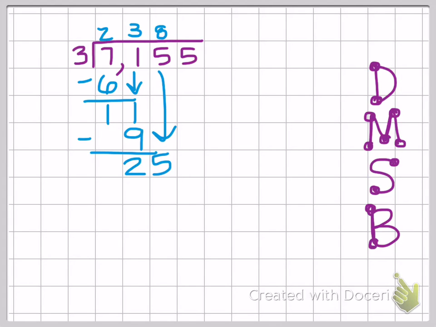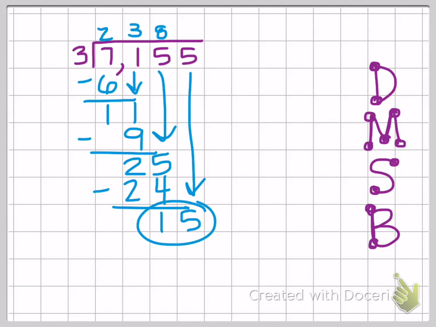And now I multiply. 8 times 3. 8 times 3 is 24. Now I subtract. 25 minus 24 is 1. And I bring down the next digit.